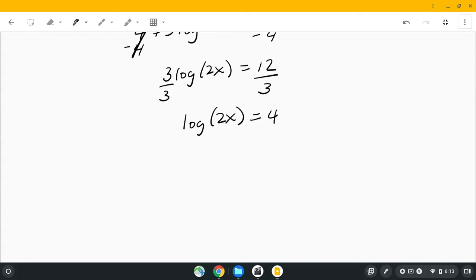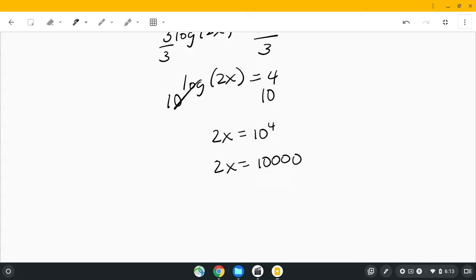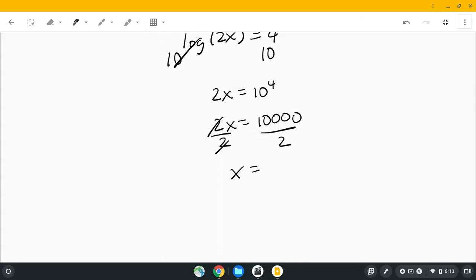Okay, so this is where I'm at. I got the log by itself. Remember, no base is base 10. This is common log. Okay, so no base is base 10. So I'm going to use base 10 on both sides. And we get 10 to the log 2x equals 10 to the 4th. Okay, so 2x equals 10 to the 4th. So that is 10,000, 4 zeros there. Divide both sides by 2. And we get x equals 5,000.